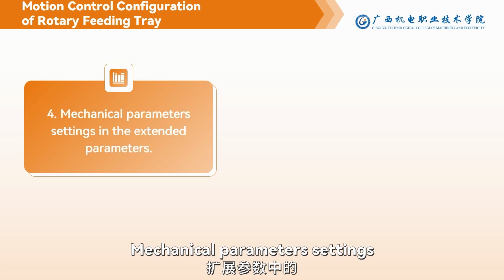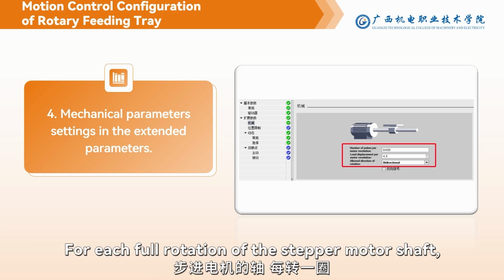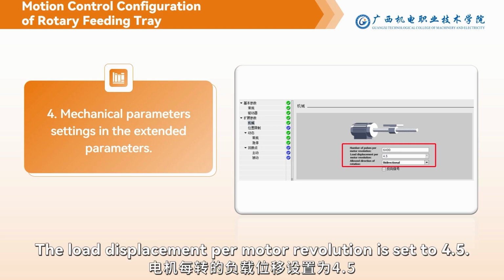Mechanical parameters settings in the extended parameter. The number of pulses per motor revolution is set to 6400, which means for each rotation of the stepper motor shaft, the PLC needs to send 6400 pulse signals. The load displacement per motor revolution is set to 4.5.